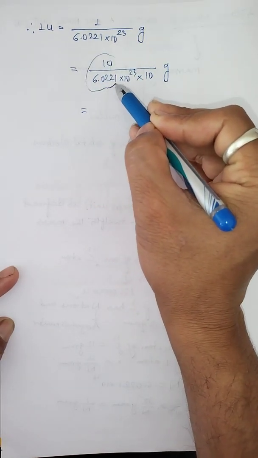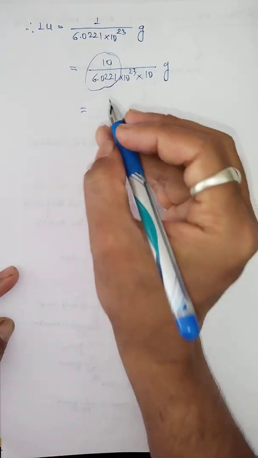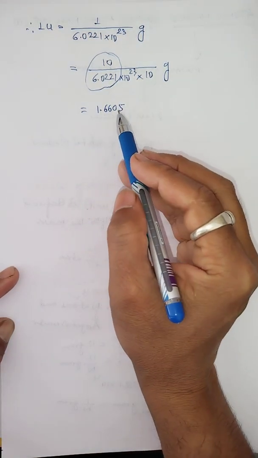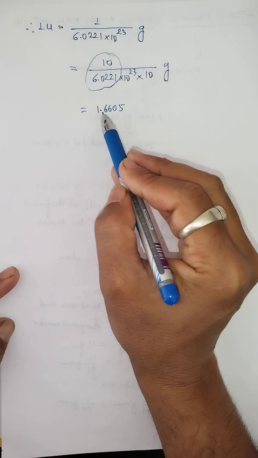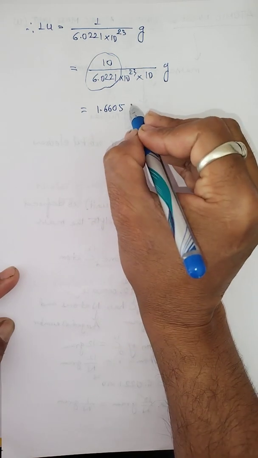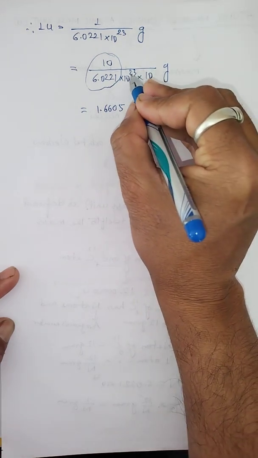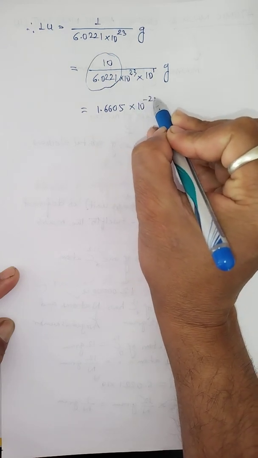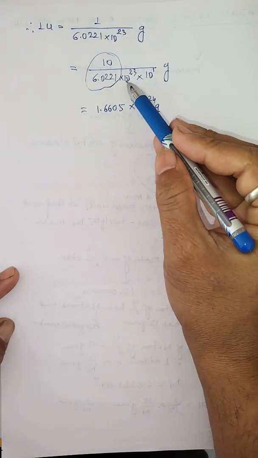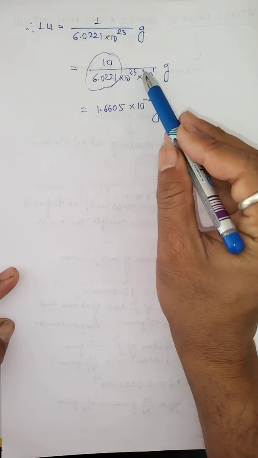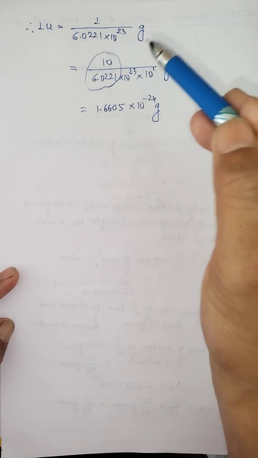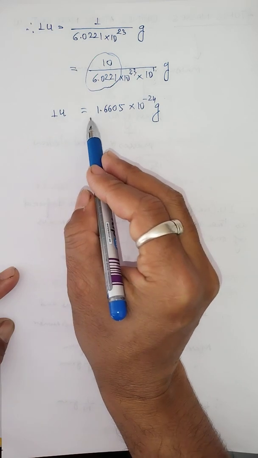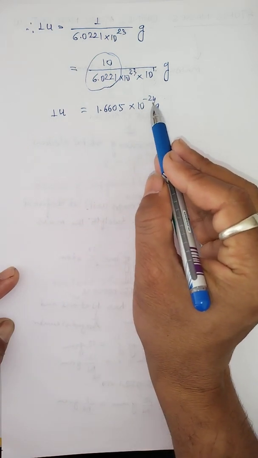If I divide 10 by 6.0221, you get approximately 1.6605. Children, you can do the division with your calculator. Now the power of the denominator is 10 to the power 23 plus 1, which is 10 to the power 24. Taking it to the numerator, it is 10 to the power minus 24. So 1 atomic mass unit equals 1.6605 into 10 to the power minus 24 gram.